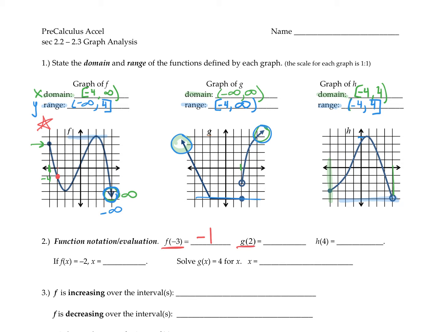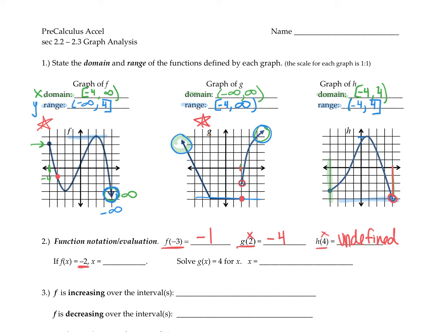How to find g of 2? I'm going to go to where x is 2 on my g function, which is right here. And there's two choices. There's this open circle and the closed circle. Well, the open circle is a hole, so I want to go to the closed circle, and I can see that g of 2 is -4. When we go to h of 4, I'm going to go to where x is 4, which is right here. It's actually a hole, so there's no point there, so it is undefined.